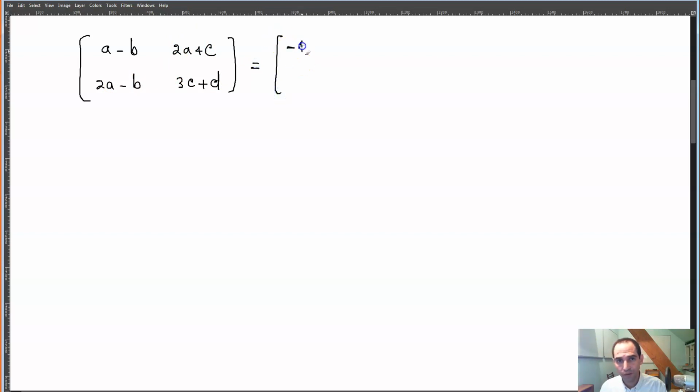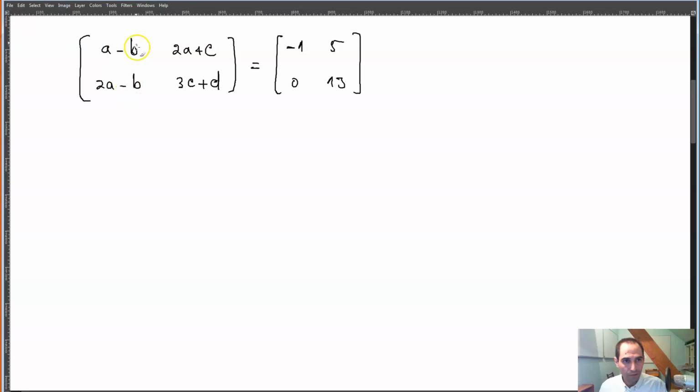This was question number 6. Question number 7, we have: find the value of a, b, c, and d from these equations. So you have a minus b, you have 2a plus c, and you have 2a minus b, and you have 3c plus d. That is a matrix: 2a plus c, 2a minus b, 3c plus d. That is equal to negative 1, 5, 0, and 13. Okay.